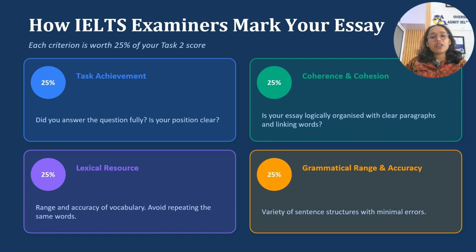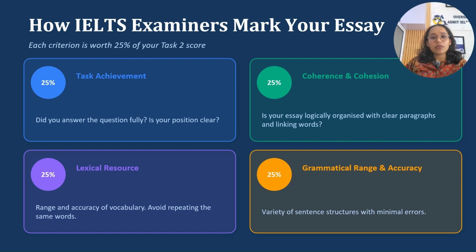Now, here's something every IELTS student must understand. The examiner isn't reading your essay, thinking, do I agree with this student? They are following a marking system, and there are four categories for that. First, task achievement. Second, coherence and cohesion. Third, lexical resource. And fourth, grammar. Each one is worth exactly 25%.